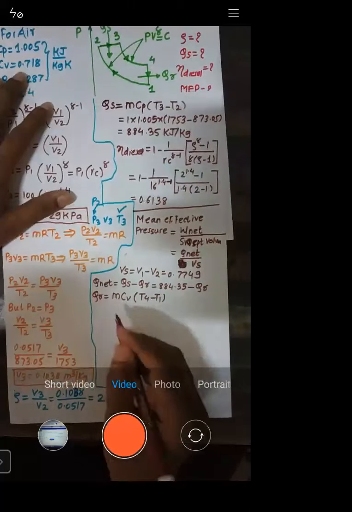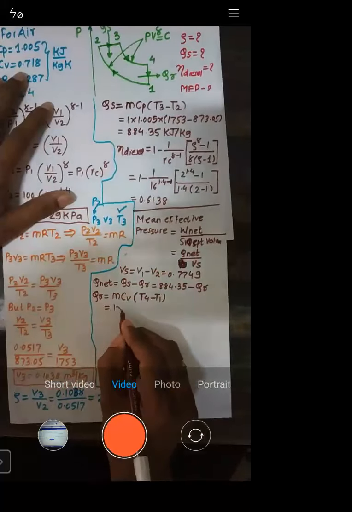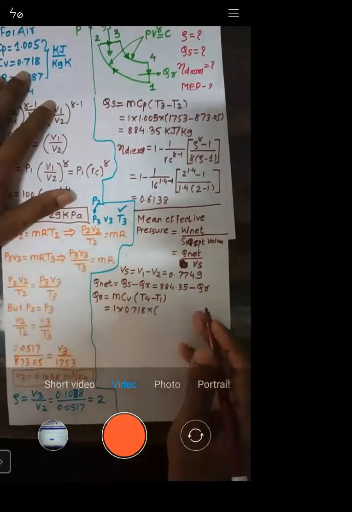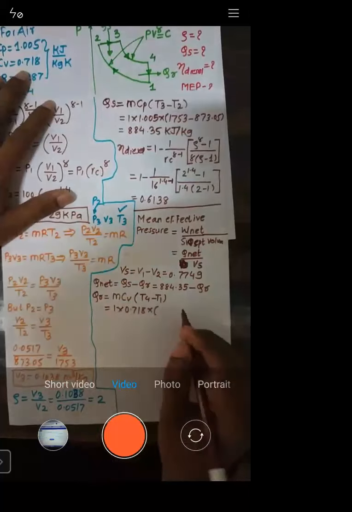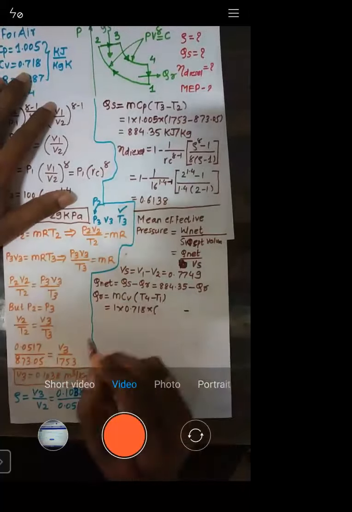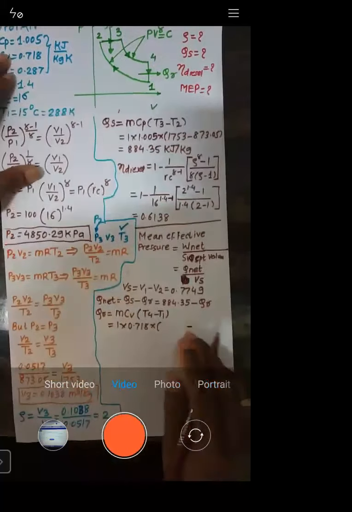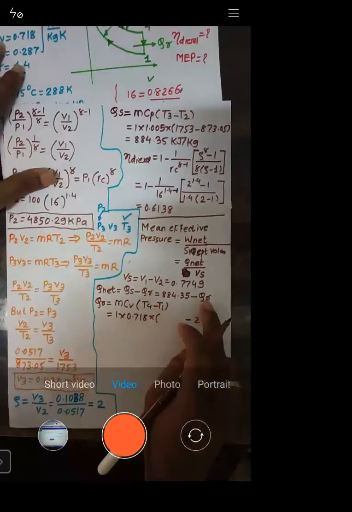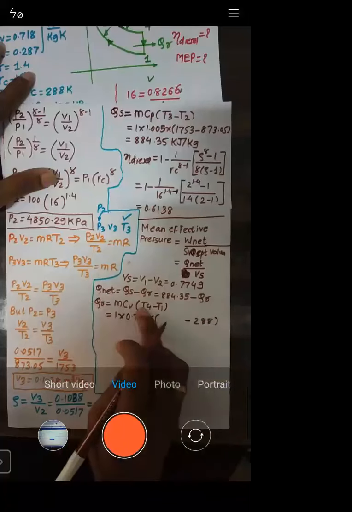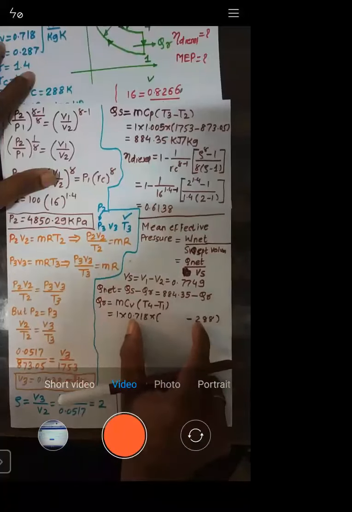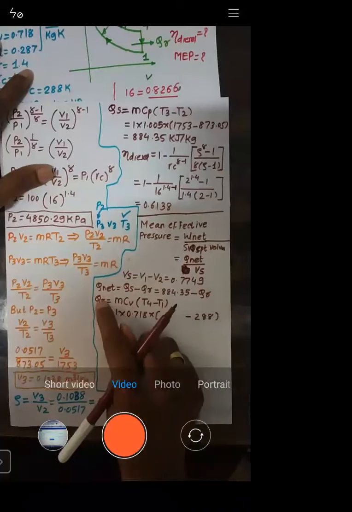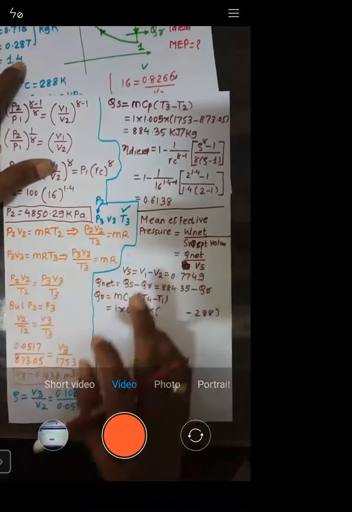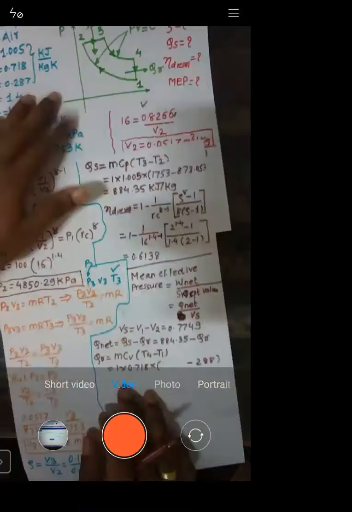I'll take the mass as 1. Cv is 0.718 into T4 minus T1. T4 I don't know now. T1 I know, that is 288. Try to understand: for getting net heat transfer, I require heat rejected. For getting heat rejected, I require T4. Until I calculate T4, I won't be able to calculate QR. When I calculate QR, I will get Q net, and this is how I'll solve. Now let us get the value of T4. How to get T4?